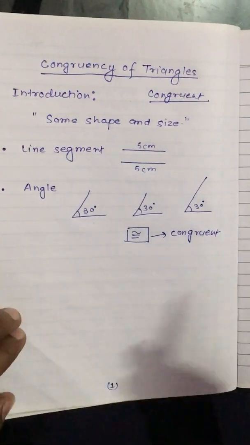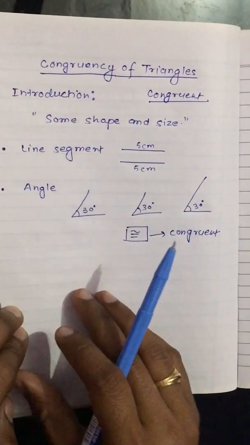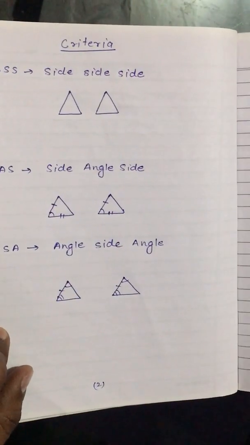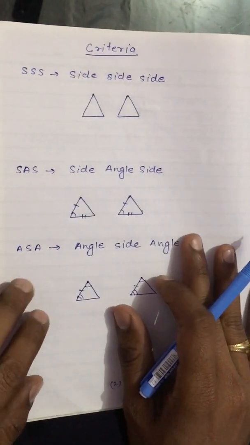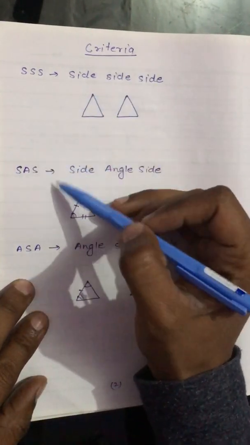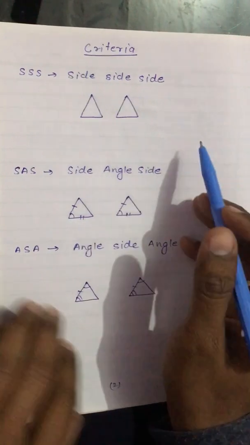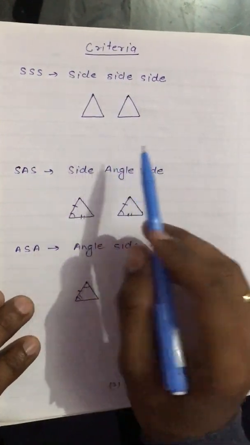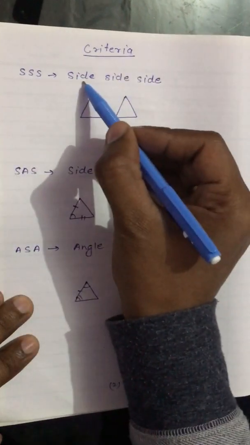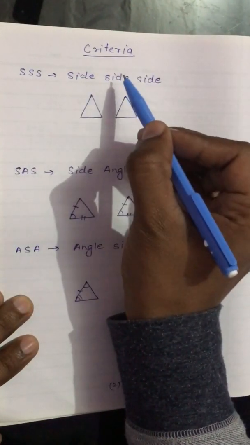Understand? So now in this lesson, we're going to talk about congruent triangles. To make triangles congruent, there are some criteria. Three criteria are here. Let's discuss one by one. The first one is called SSS. As you can see, SSS, we call it side, side, side.